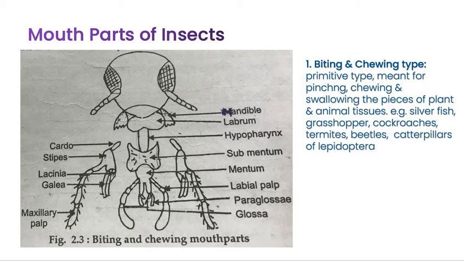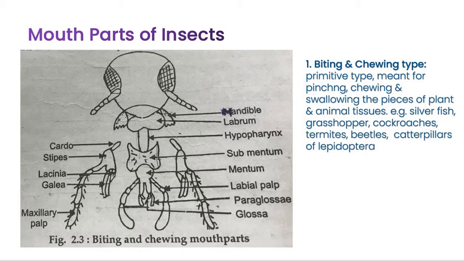So who are the solid feeders? You are familiar with the cockroach, the beetles, the grasshopper, the leafhopper, and the cricket. These are the solid feeders.